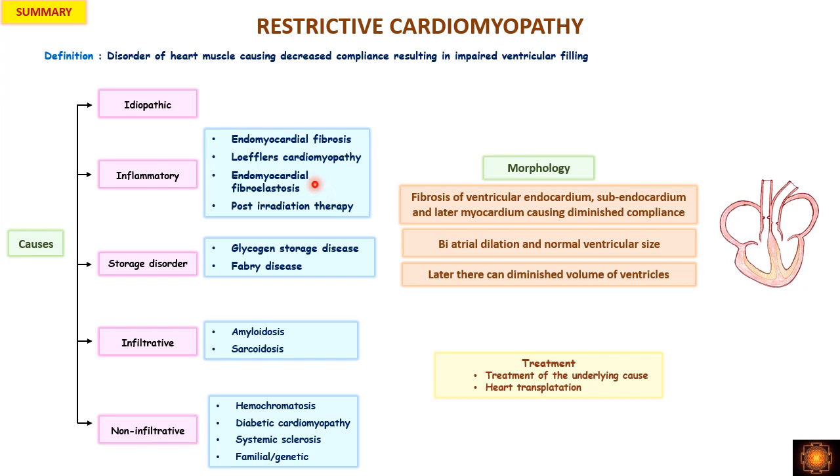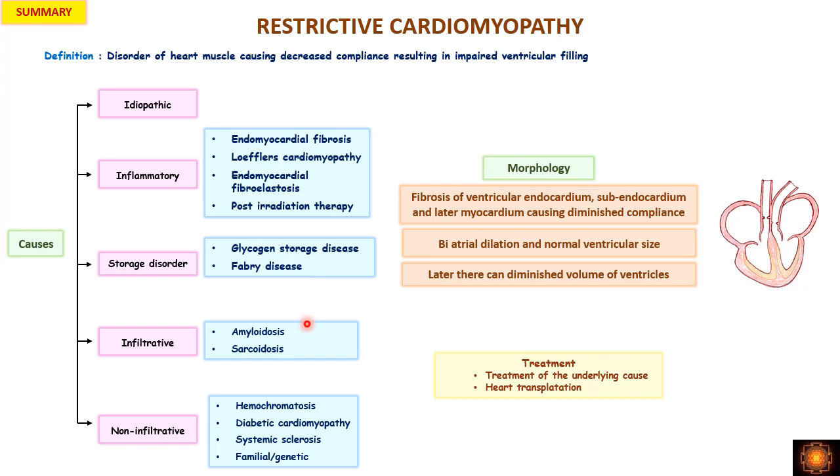Endomyocardial fibroelastosis because of the tafazzin gene, mutations in the tafazzin gene, or it is because of viral intrauterine infections caused by mumps. That has been thought to be the cause. And post-irradiation therapy, damage to the cardiomyocyte because of the oxidative stress that causes the fibrosis. And in the storage disorders, we have glycogen storage disorders and Fabry's disease, where we have accumulation of the substrate in the cardiomyocytes or in the myocardium, causing damage to them.